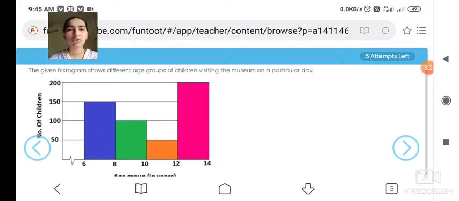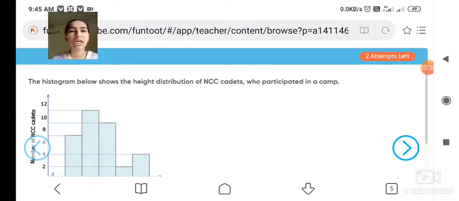There are so many types of graphs. Bar graph, then double bar graph, and this is a histogram. We have learned about the bar graph and histogram. There is one more type, the pie chart. We have learned how to make a pie chart. Okay, now let's take another example.